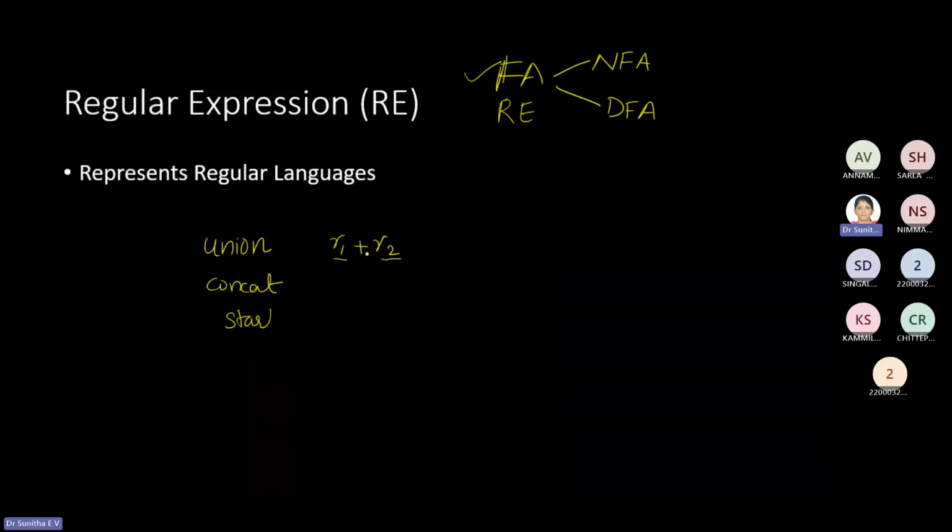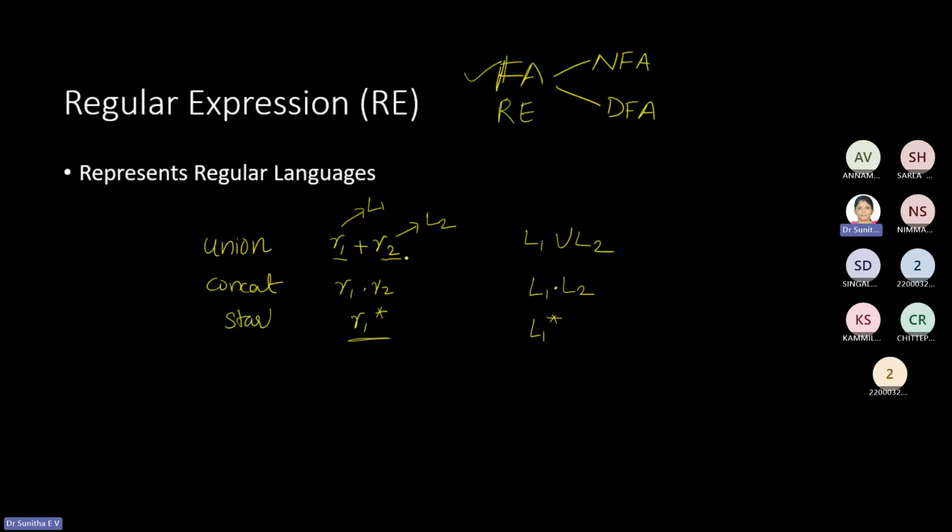R1 is a regular expression, then R2 is another regular expression. R1 plus R2 means it is the union of these two. This R1 represents a language L1, then R2 represents another language L2. Then R1 plus R2 means it is the union of these two languages, L1 union L2. Then concatenation, R1 dot R2, that is the concatenation of the two languages. Then star closure means R1 star.